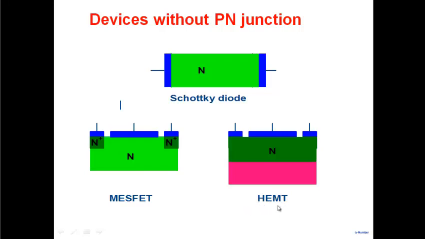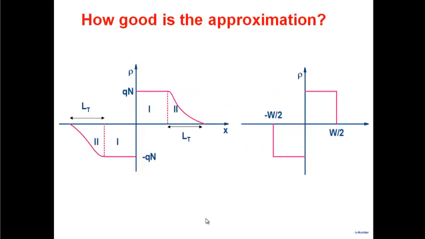That also has a metal semiconductor junction where we make the depletion approximation. So you're seeing the depletion approximation being made in almost all the devices that we use here, very widely used. And therefore, it's important to understand what the limitations of this particular approximation are.